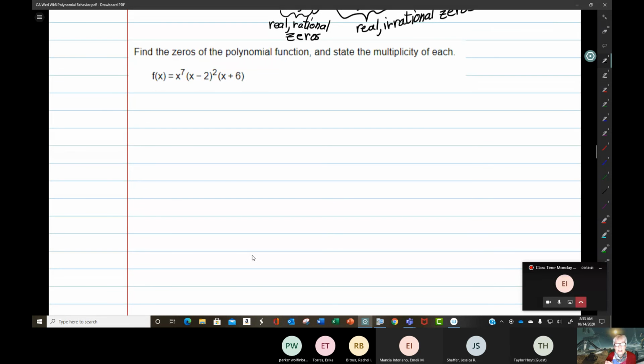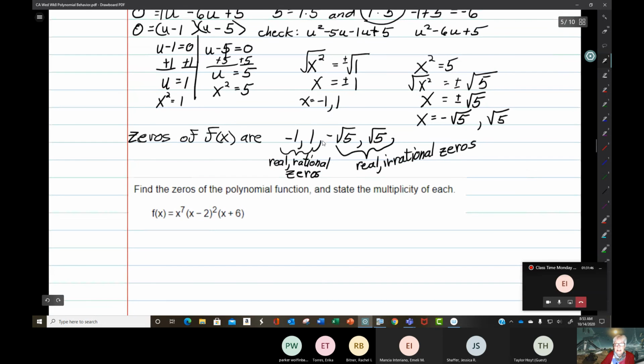We're being asked to find the zeros and their multiplicities, and I didn't find the multiplicities up here. Each one of these zeros occurred once. Therefore, they each have multiplicity 1.